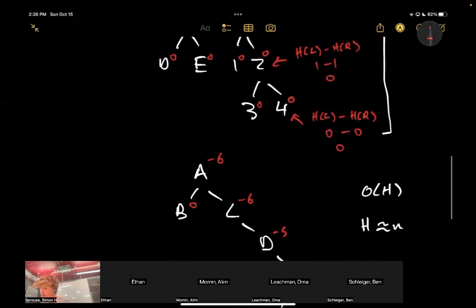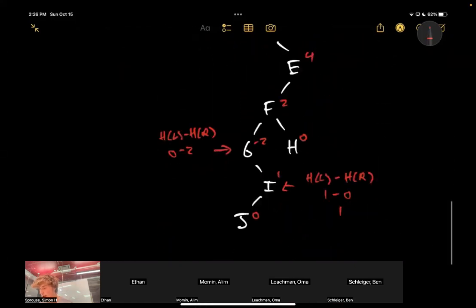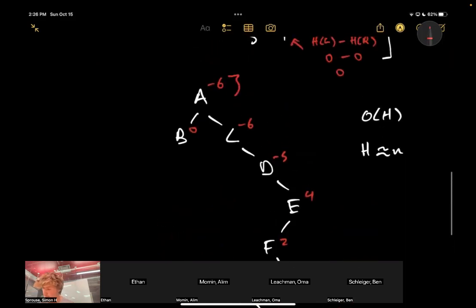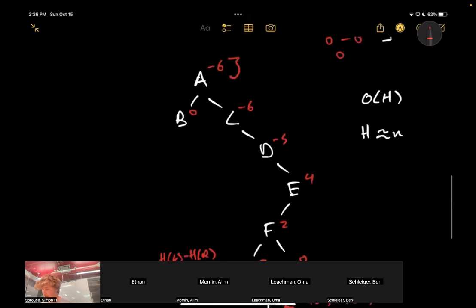But anyways, the point that I'm trying to make is that, as you can see, in a quote-unquote good tree, you're going to have balance factors that are between -1 and 1. And in what is quote-unquote a bad tree, you're going to have balance factors that are way off the map. Like here, you've got a balance factor of -6. You can just intuitively see this thing is not very good.